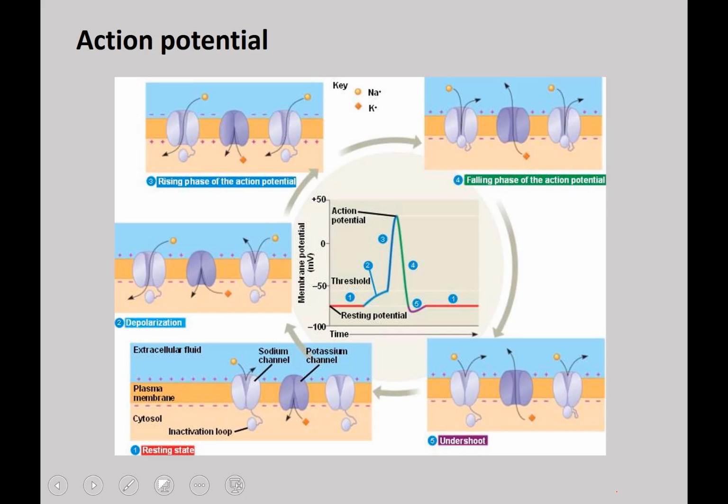Okay, so super busy image. We're going to walk through it. We're going to start down here at number 1. Okay, this is your resting state, and we talked about resting state is produced by the potassium leak channels primarily, and then also the sodium-potassium pump and the sodium leak channels to give us that negative 60-ish membrane potential value.